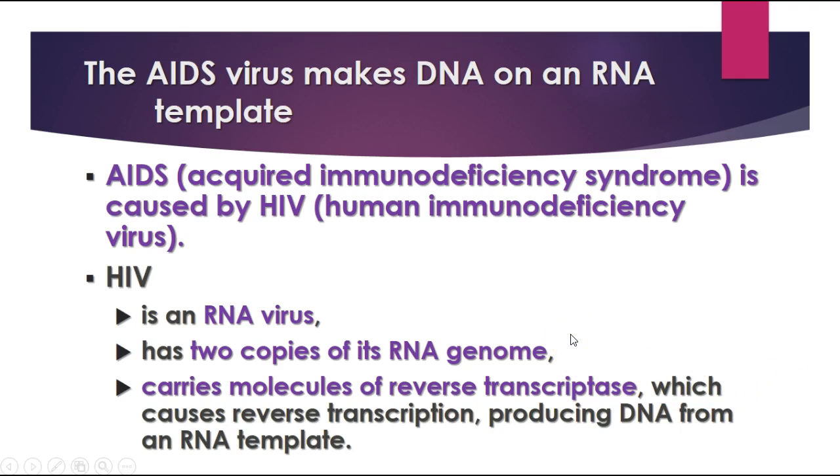AIDS is one of these retroviruses. AIDS stands for acquired immunodeficiency syndrome, and it's caused by a virus called HIV, human immunodeficiency virus. This is an RNA virus, which is also called a retrovirus. It has 2 copies of the RNA genome, and it also has 2 copies of an enzyme called reverse transcriptase. What reverse transcriptase does is it makes DNA from an RNA template.